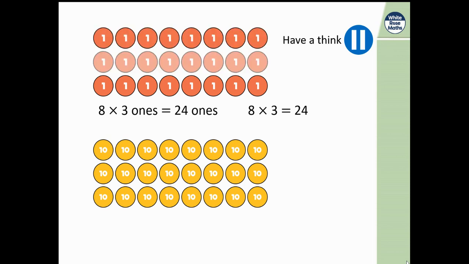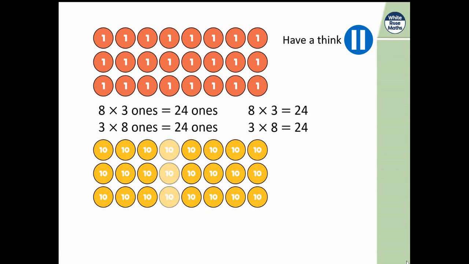Let's look at the tens then. And let's look at it this way. So I've got 3 rows of ones, and in each row there are 8. So 3 multiplied by 8 ones equals 24 ones. Let's now look at the tens. I've got 3, 4, 5, 6, 7, 8 rows of tens, and in each row I have got 8 tens. So 8 multiplied by 3 is equal to 24 tens. So 8 multiplied by 30 is equal to 240.